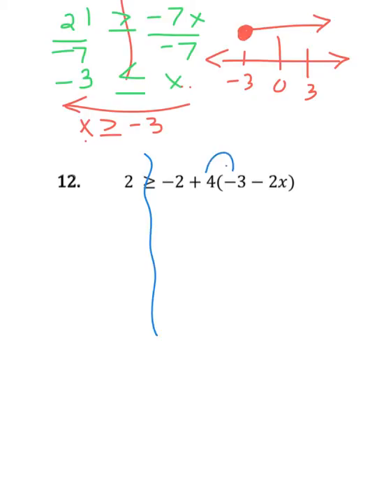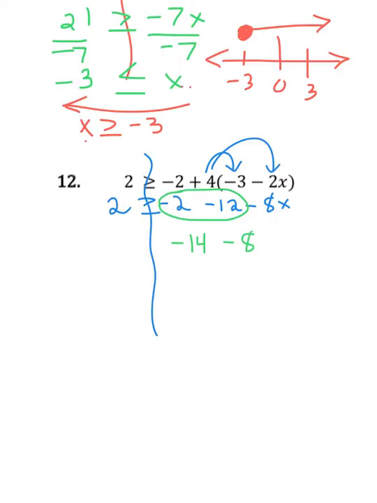I'm going to distribute here. Negative 12 minus 8x, negative 2, greater than or equal to 2. I'm going to combine these numbers right there because there's no variables, and that will be a negative 14 minus 8x greater than or equal to 2. All right.